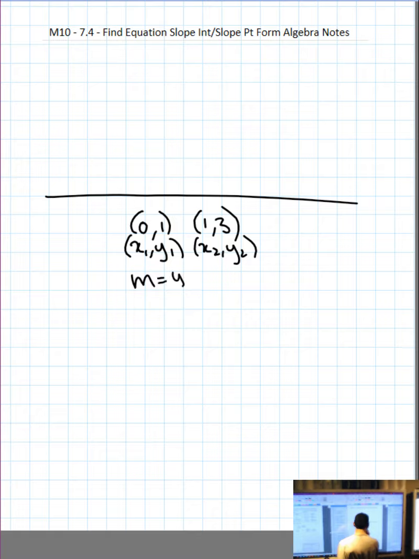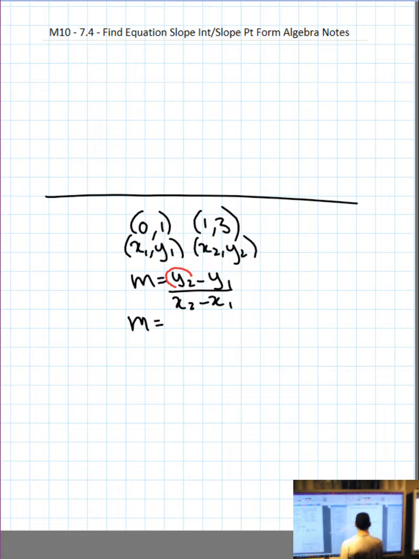m equals y sub 2 minus y sub 1 over x sub 2 minus x sub 1. Those are subscripts, not superscripts like exponents. Then I'm going to substitute in the formula with brackets. I'm going to do this very carefully because I made a mistake in the past.